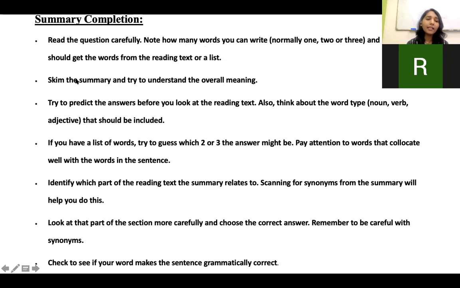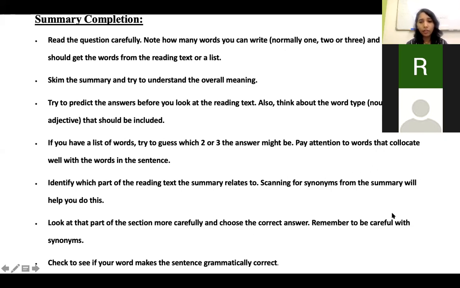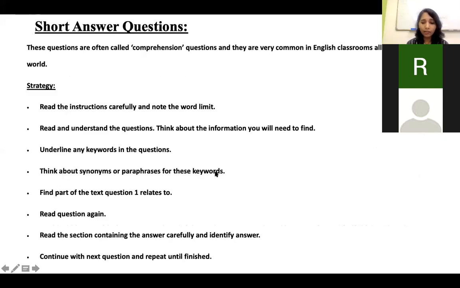asking you to write? Then skim through the summary, try to understand the overall meaning, try to predict the answer, see what word you have to fill in the blank, whether it's going to be a noun, a verb, what part of speech they are expecting you to fill in. Try and understand what part of speech or what form the word has to be when you're reading. That will help you as well. Then try to identify what part of the text the summary relates to. So scan for the synonyms from the summary, look before and after the blank to help you understand it better.